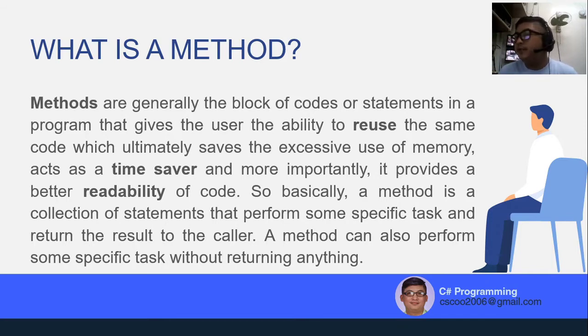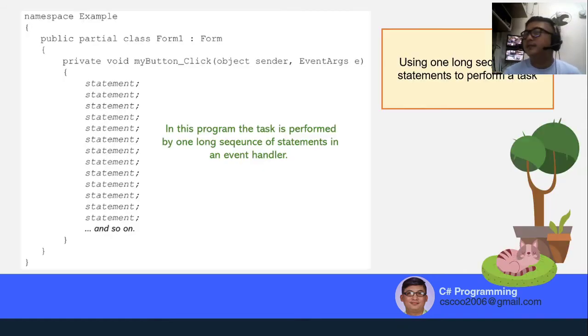Now, a method is different from looping, because looping allows you to repeat statements, while a method allows you to call a group or block of statements as many times as you want. Okay? So a method allows you to send data and return a result afterwards.